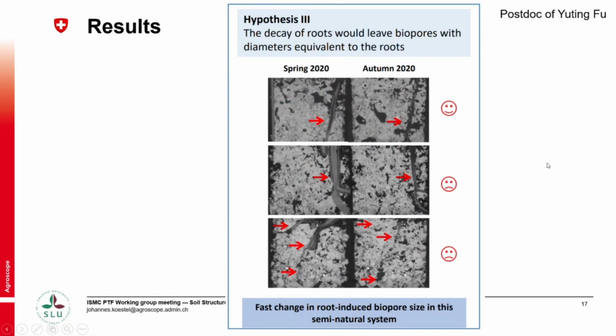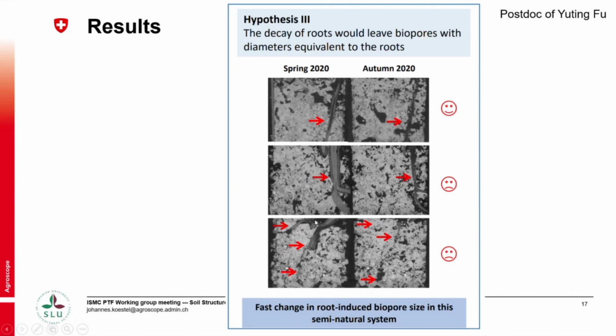And hypothesis number 3, that roots would leave biopores after decay, equivalent to their diameter, was found to mostly not be true. There's one old root here that is just caught in the process of decaying, and there seems to be a biopore left behind when it decayed. But in the majority of cases we observed, the roots decayed and were eaten up, and you have a lot of earthworm spill or other spill around it.